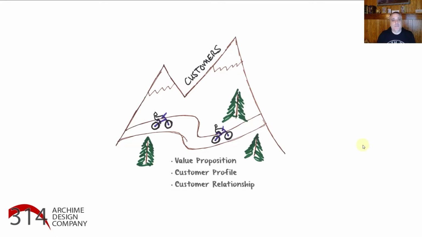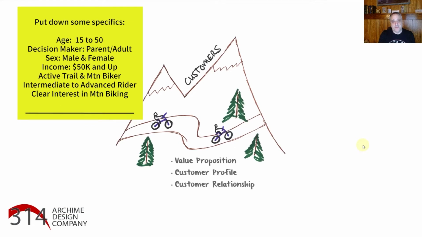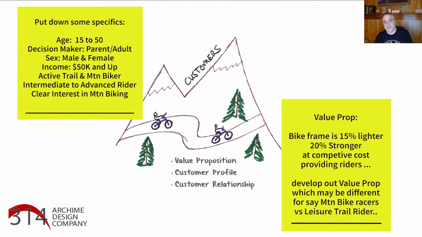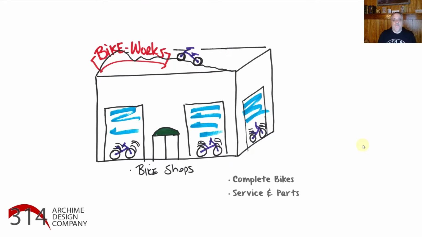So in my case, my customers are mountain bikers, and I have an idea of what their age range is. It's male and female, what income level maybe they have, and I know they have an interest in mountain biking. That's where I'm going to start. I also know through some research that most consumers are going to go to bike shops to buy their bikes.